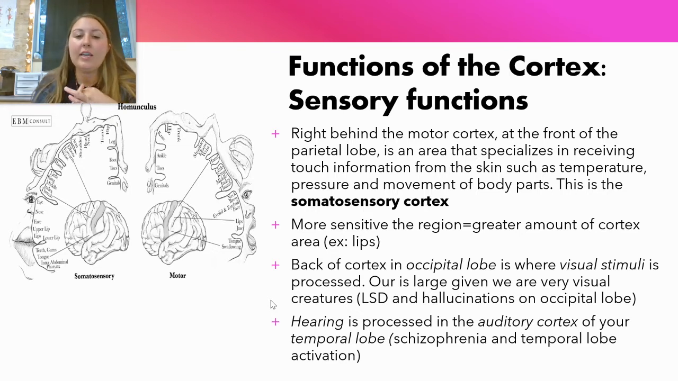And then lastly, hearing is processed in the auditory cortex of your temporal lobe. So again, the temporal lobe is right above the ears, and hearing is processed there. Also, interestingly, when they've done brain scans on people who suffer from schizophrenia, they have found that there's activation of the temporal lobe happening that's not happening in people without schizophrenia. So they are, in fact, having the experience of hearing things, even when there aren't things there.